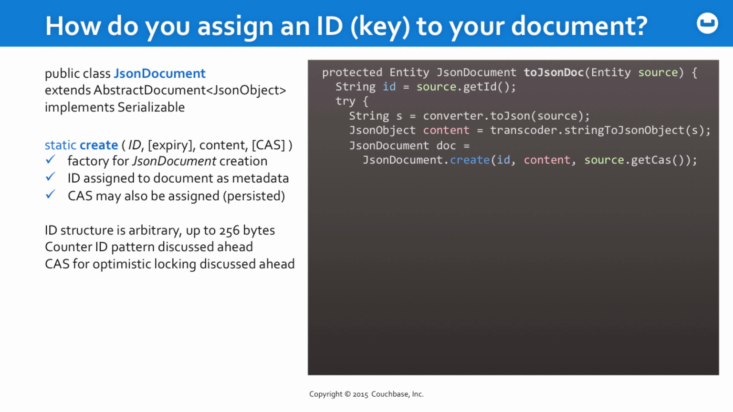In this case, we're modeling also an entity that stores its CAS value within it, as shown in the lab code, and those values become part of the document. And that conversion then returns the document to whatever code needs to pass it along to Couchbase. So let's take a look at how to do that.